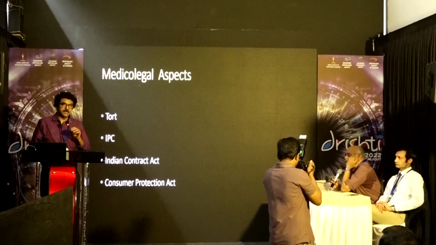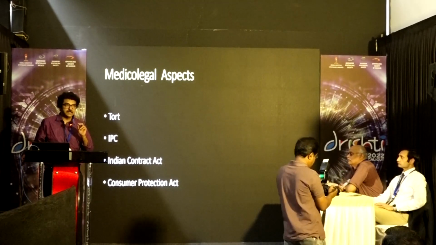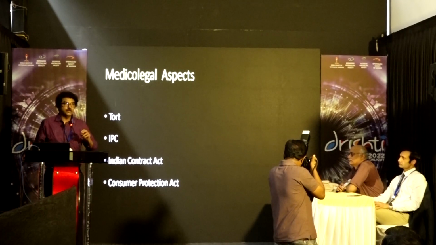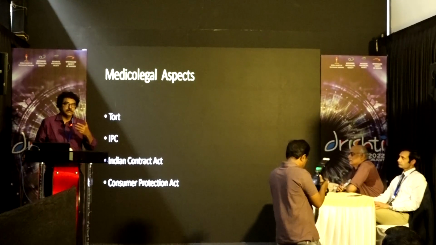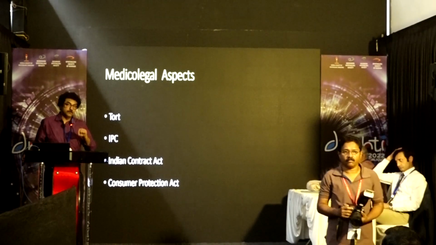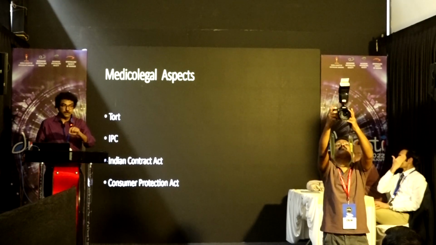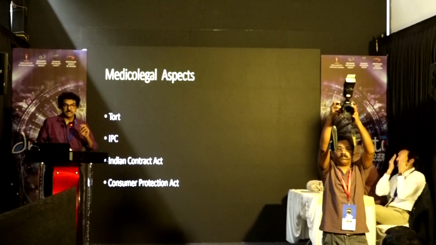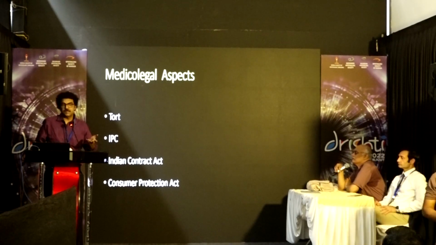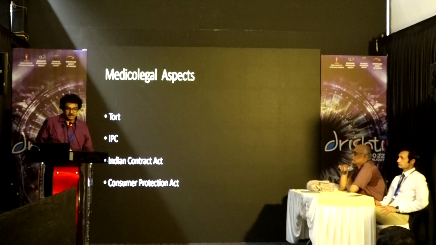Because in criminal liability, there are two aspects. One is mens rea, and the second one is actus reus. Mens rea means you should have an intent to perform the criminal act. You cannot just say that because of your action, somebody died. It has to be proved that the person had an intention to kill him and that's why he killed. Then only it becomes a first degree murder. Otherwise, it will become a rash and negligent action, resulting in murder. So, this is what criminal liability is as far as medical legal cases are concerned.